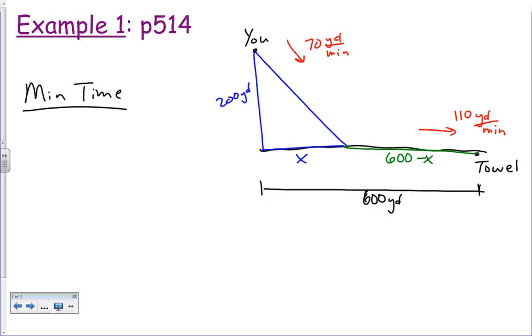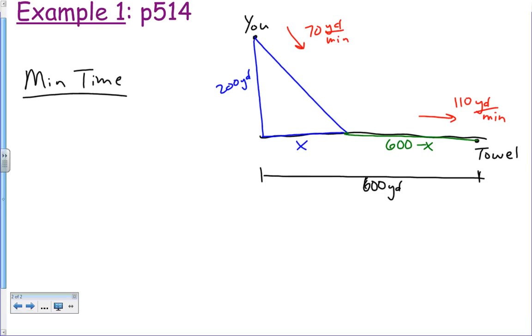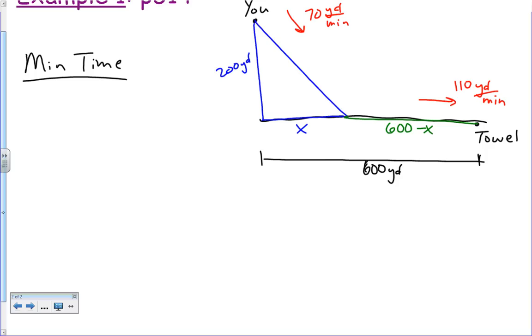So I need an equation for time, and I have to go back and refresh my memory as to how time is related to the distance I have to swim, as well as the rate I'm going to swim at, as well as the portion I have to walk at. So I know that distance is equal to rate times time.